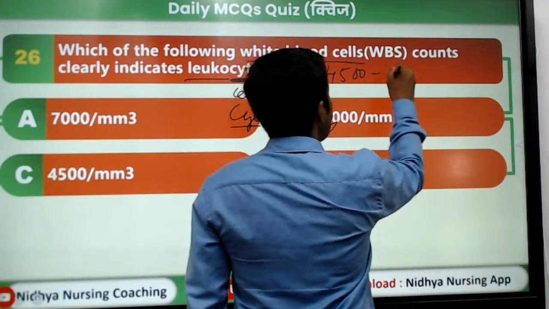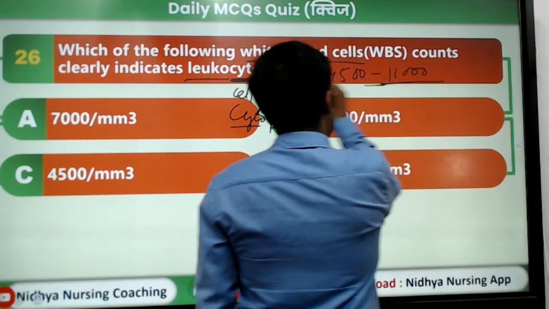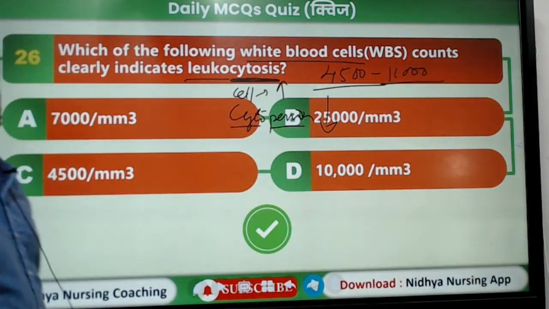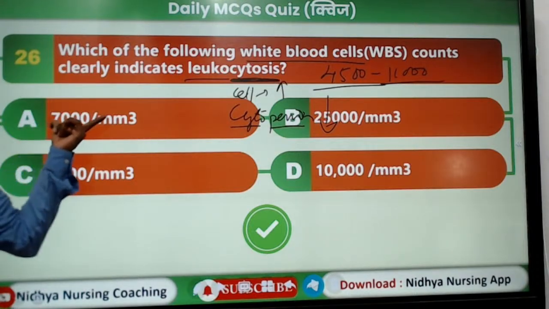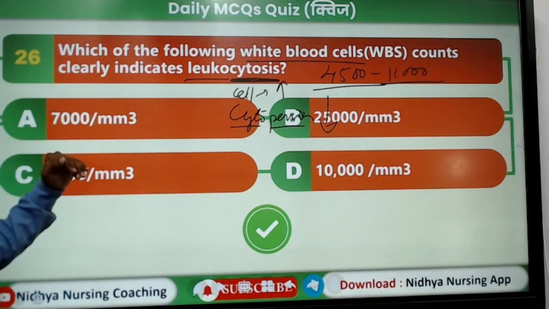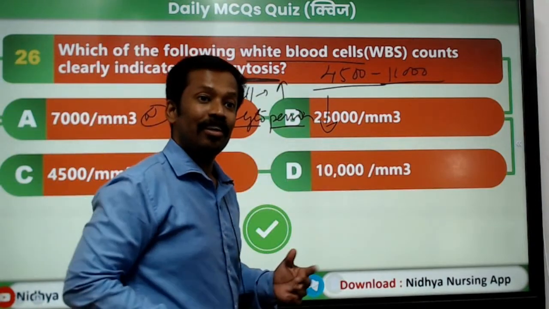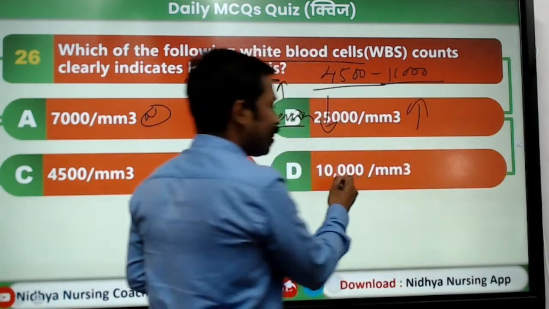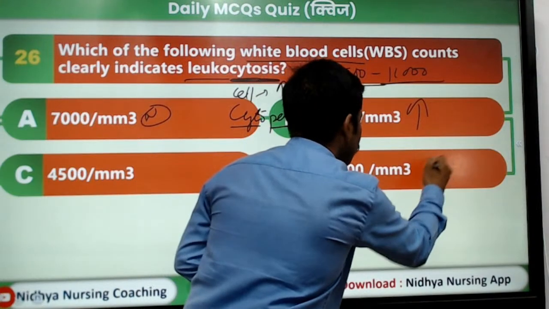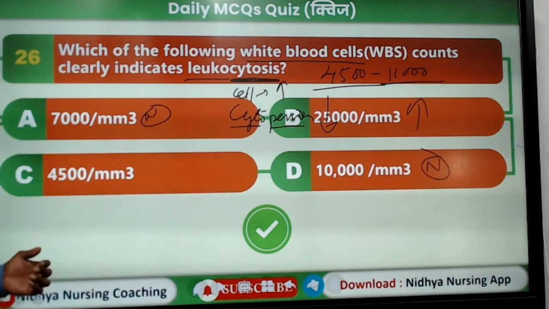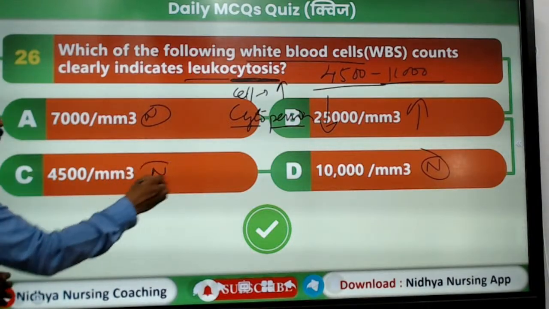4,500 to 11,000. That is the normal range of WBC. So here, 7,000 is normal. Okay, 25,000 is increased. Okay, fine. 10,000 is normal. 4,500. So what is the answer?